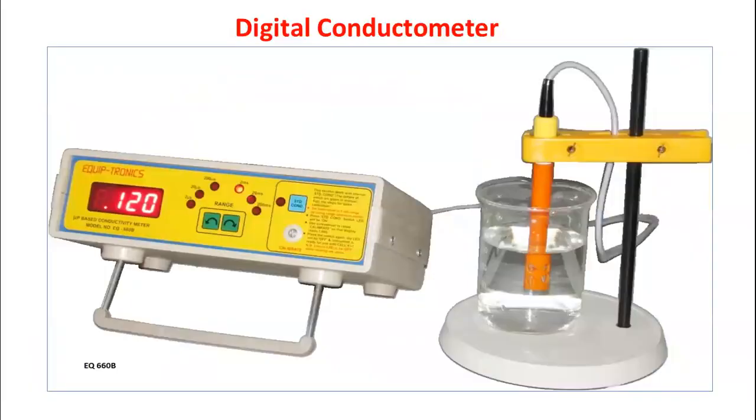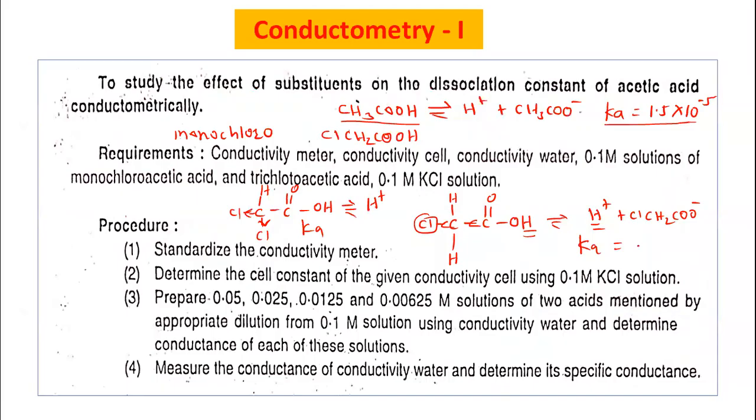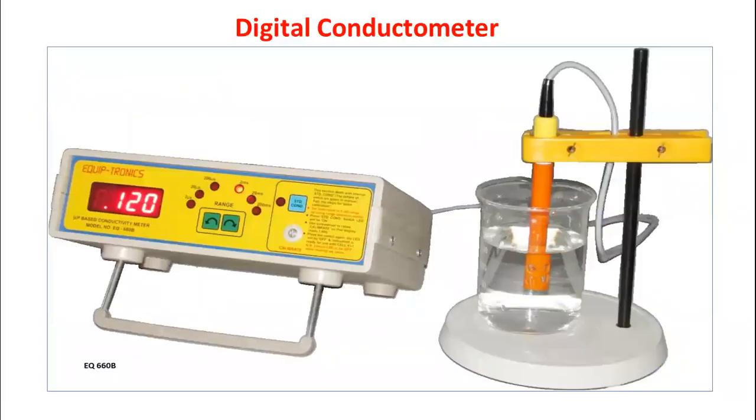Once we complete the preparation of the solutions, later on we have to measure the conductance of each solution on the conductometer. First of all, we have to standardize the conductometer. How can we standardize the conductometer? Let us see. In a beaker, we have to take the conductivity water or pure distilled water, and then we have to dip the conductivity cell into this water and connect it at the backside. The connections are given there.